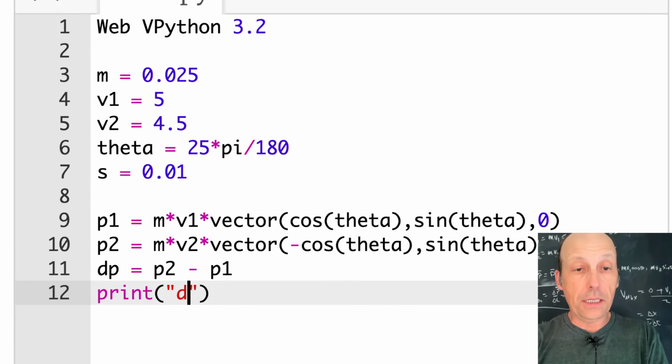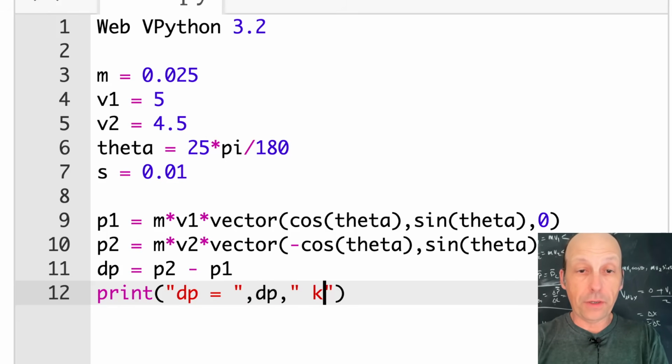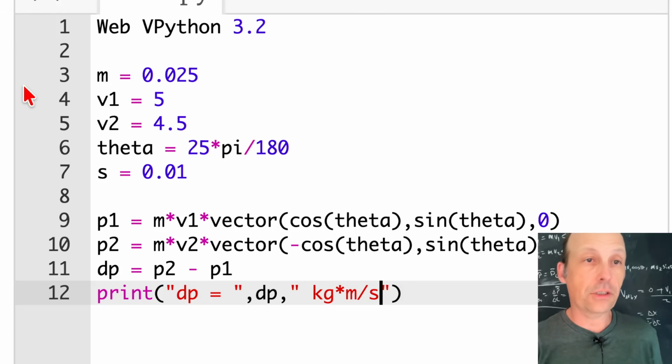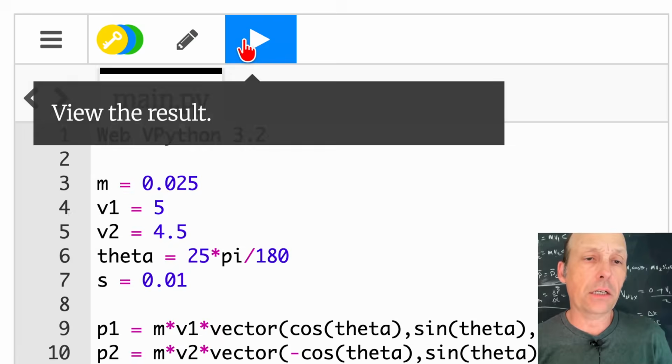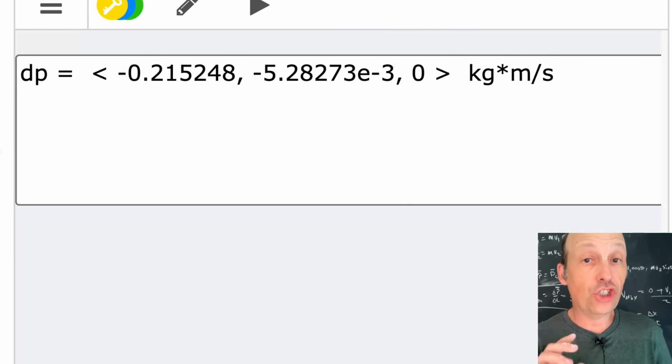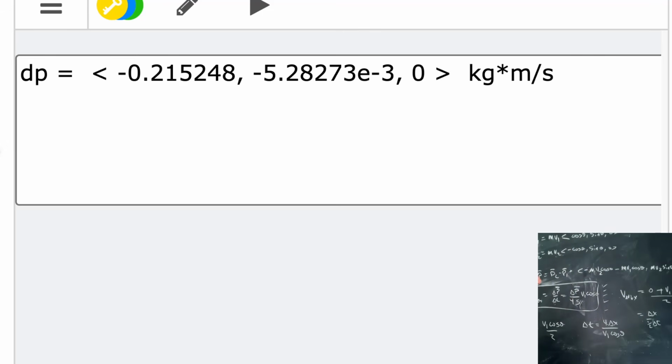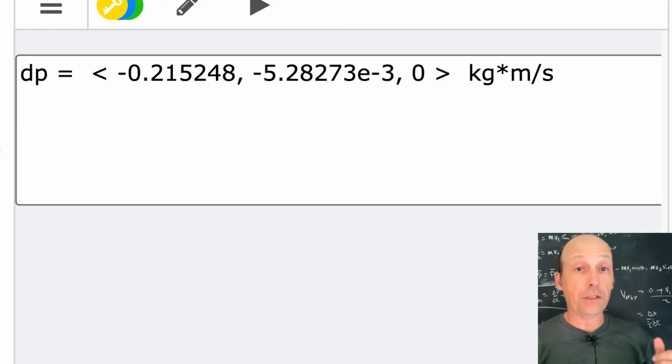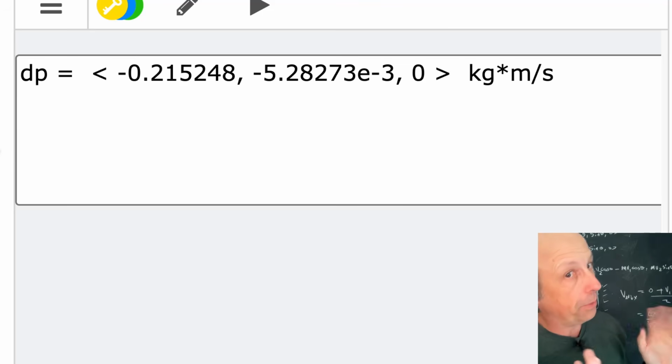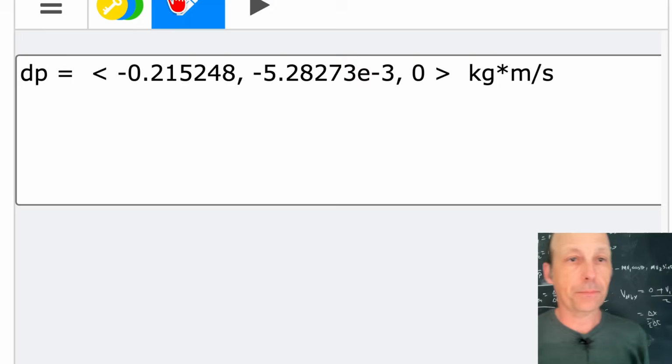I'm going to go ahead and print that because you may want to check your answer. Print dp equals dp, and it's going to have units of kilogram meters per second. So let's just run that and see, in case you want to check. So there's my change in momentum. And it does make sense that it has a change in momentum in the negative x direction and negative y direction, because it was moving up, but now it's moving up at a little bit slower speed, so it did have to decrease in that direction.